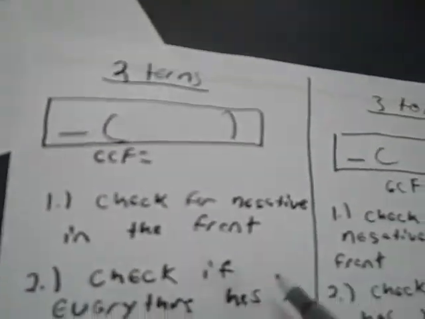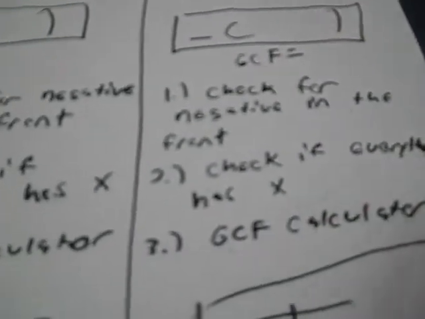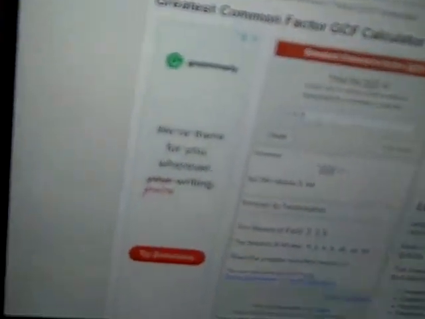Okay, next problem, 12x to the second power minus 4x minus 5. Okay, this has 3 terms. GCF and then my table. So the GCF, again, same idea. Checking the negative in front, not there. Check if everything has x: x second, x first, and nothing, so nope. Now GCF, calculate your 12, 4, and 5. I got 1, okay, so 1 being the GCF means I don't have to do it.